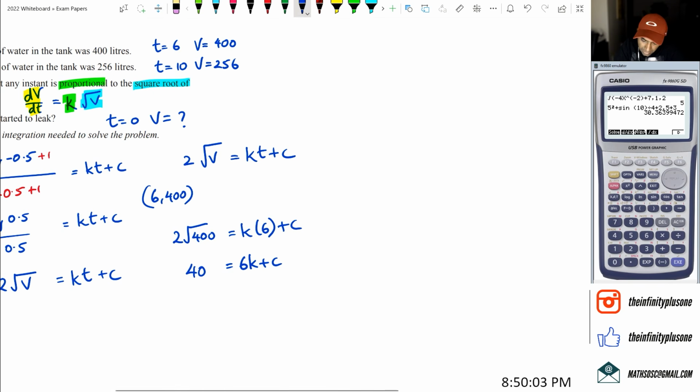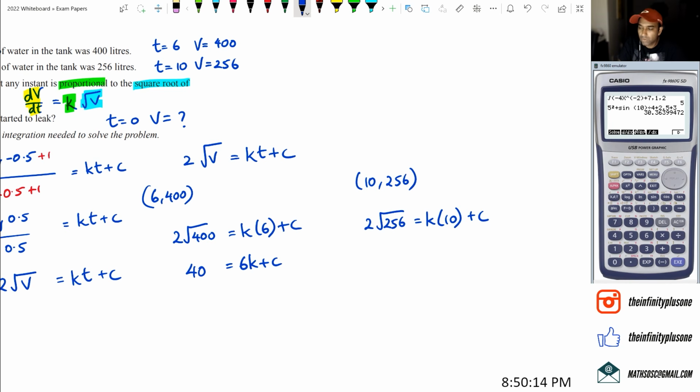My second one is (10, 256). So I've got 2 times square root of 256 equals k times 10 plus c. The square root of 256 is 16. 16 times 2 is 32, equals 10k plus c.